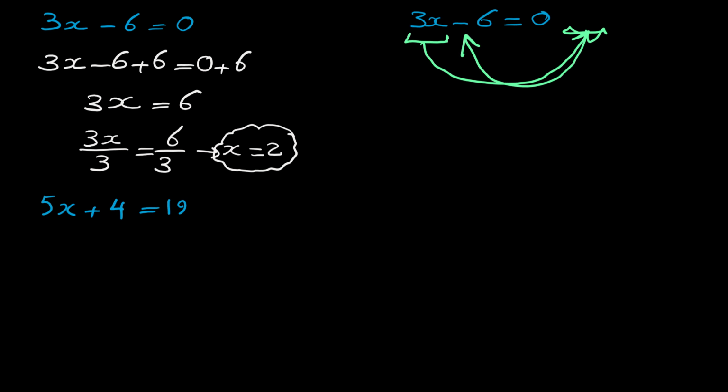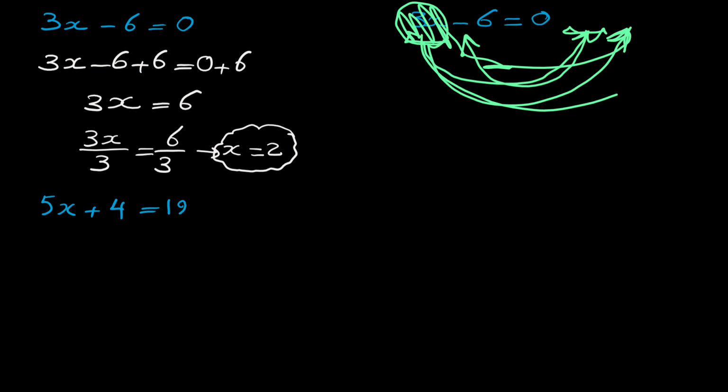sign of that term. For example, if you move 3x to the right, then in the right side you have to write negative 3x. So we eliminate this and we write in the right side negative 3x. Or if you want to move negative 6 from left to right, in the right side you have to write plus 6 or positive 6.